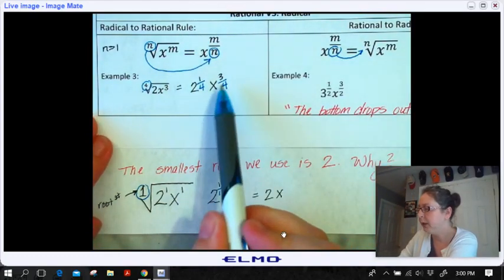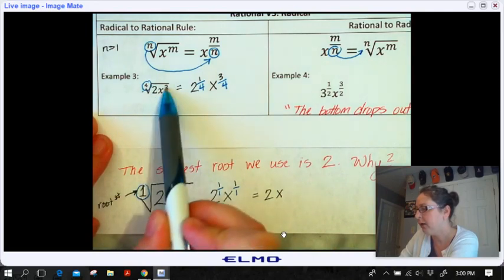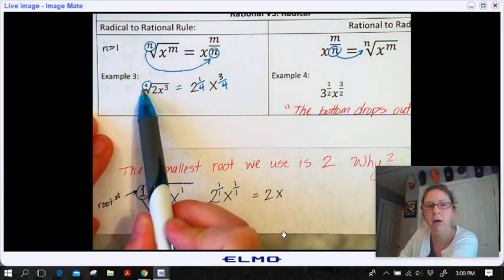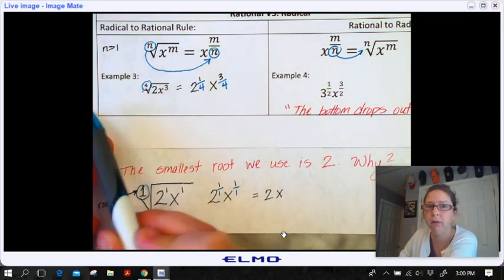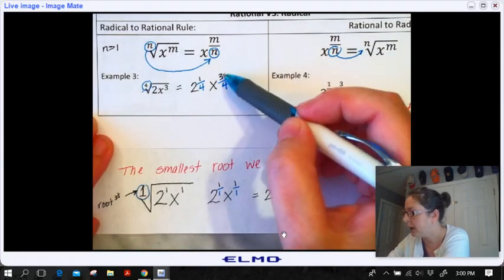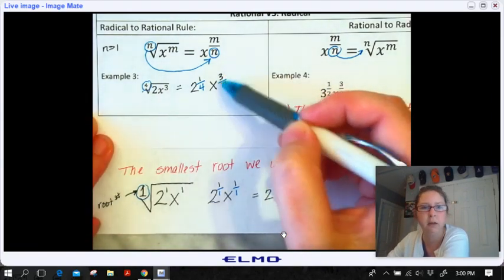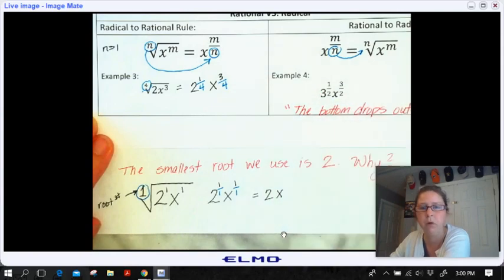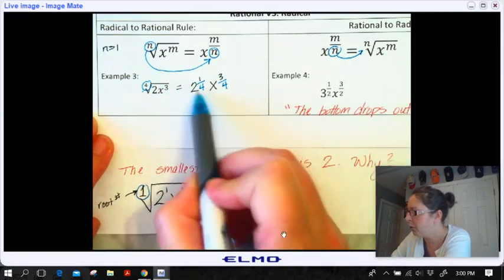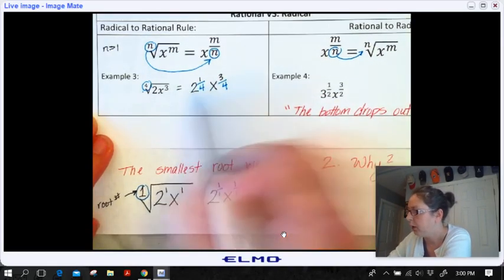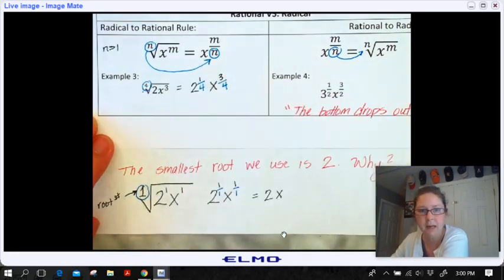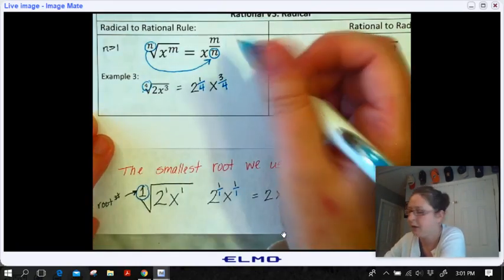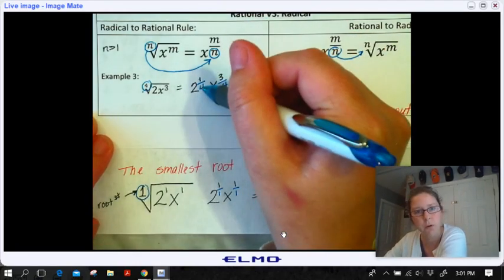What this really is saying is that I have 3 x's, but to come out, I needed 4 x's. So I had 3 out of the 4 that I needed, and I can just write that as a fraction. For the 2's, I only had 1 two. I needed 4 to be able to take it out of the root, so I didn't have enough. I only had 1 out of the 4 that I needed.